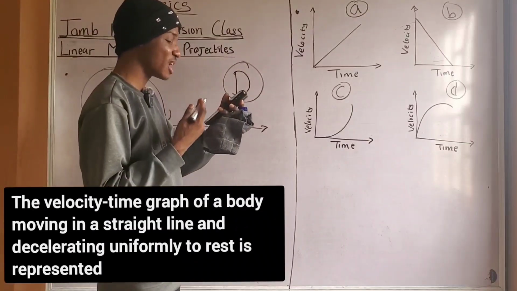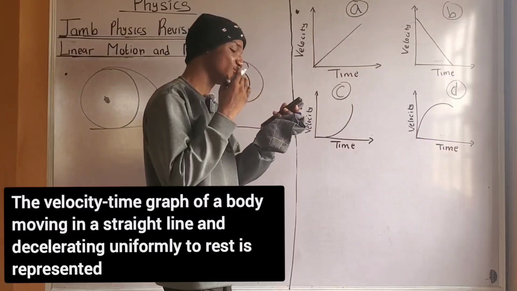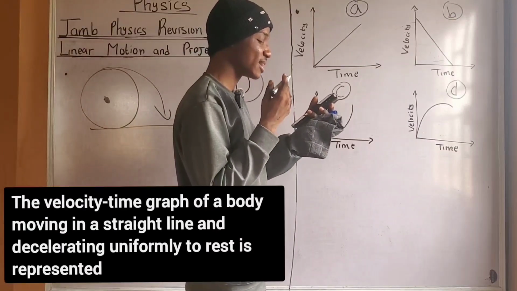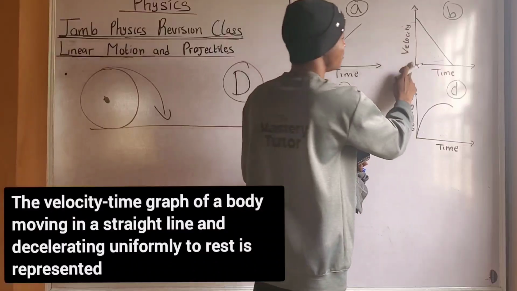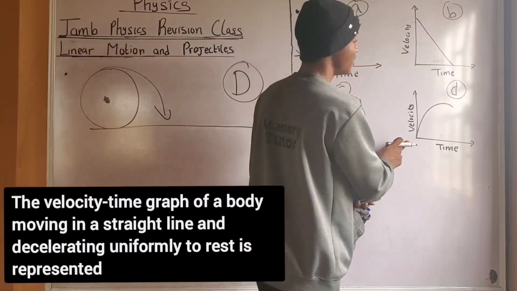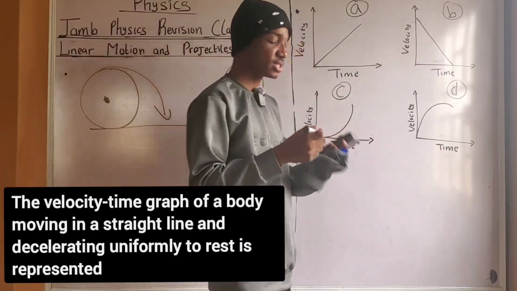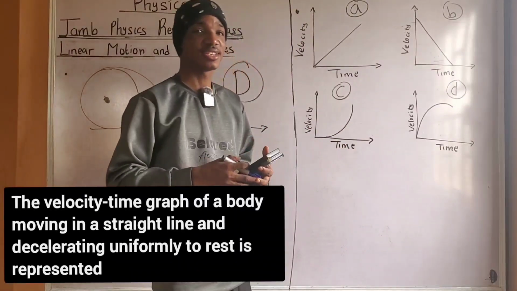The velocity time graph of a body moving in a straight line and decelerating uniformly to rest is represented by A. We have this diagram. B. We have this diagram. C. We have this velocity time graph. And D. We have this velocity time graph. Which of these velocity time graphs indicates an object moving on a straight line and decelerating?